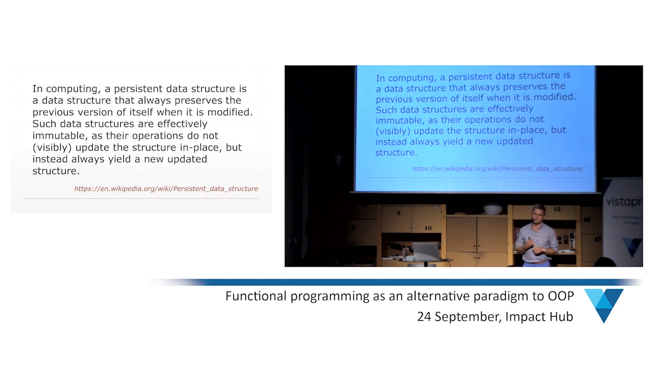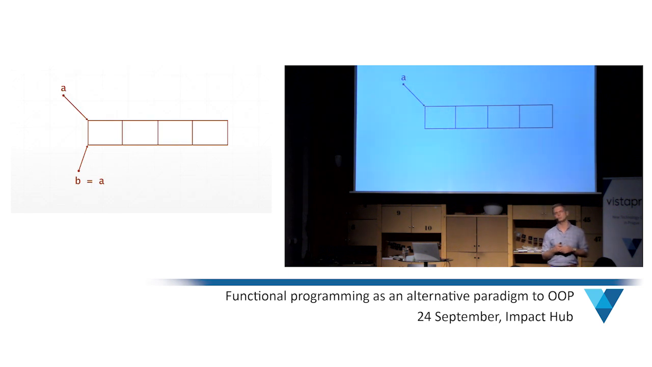This is called a persistent data structure, and it has nothing to do with persistent storage. It's just a data structure that always preserves the previous version of itself when it's modified. Such data structures are effectively immutable as their operations do not, at least visibly, update the structure in place, but instead always yield a new updated structure. And that's how we can visualize it. So this is stack A, and the pointer points to the first element, so this will be our stack A.